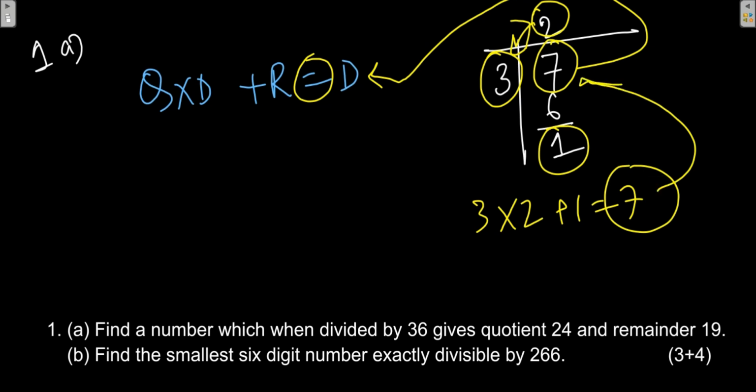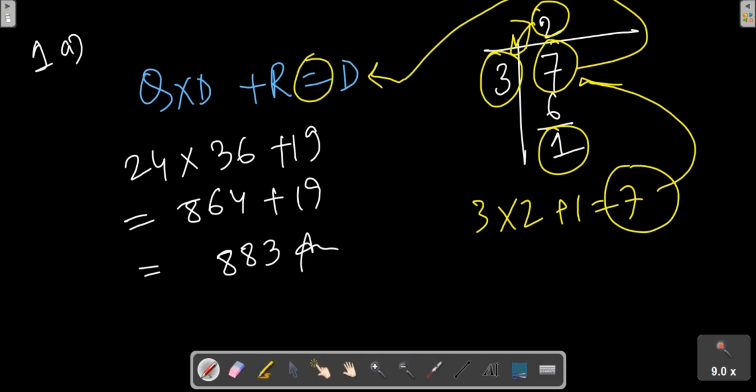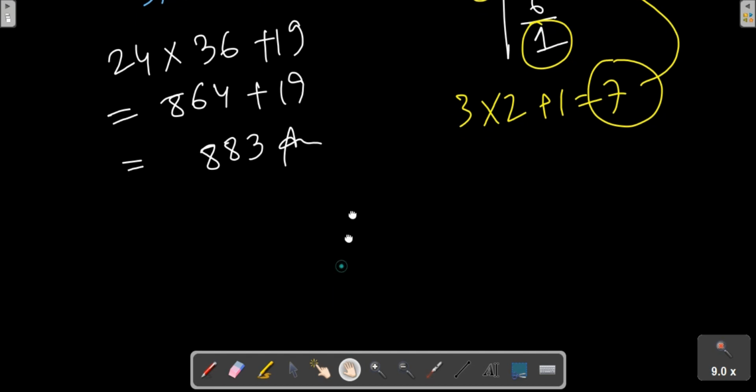By applying this method we can solve this sum very easily, because the quotient is given, it's 24, and the divisor is 36 and the remainder we have got is 19. So you can do this multiplication, you will get 864, plus 19 it's given. If you now add up, you'll get 883. That would be the answer. I hope all of you have understood. This was a very simple sum. Okay, so moving towards the next sum.